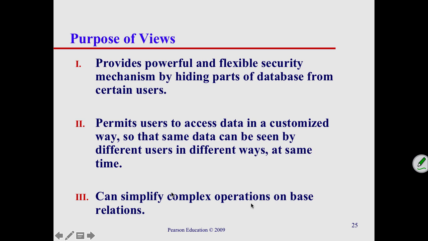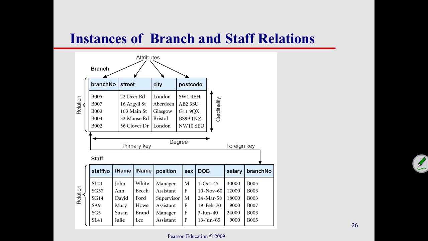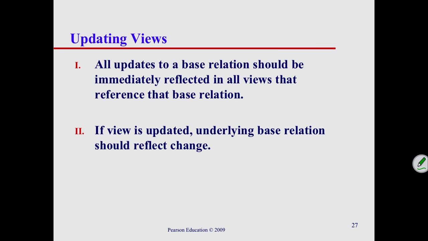Okay, it can simplify complex operations on base relations. When we get to it, you'll see it basically just like sometimes in a complex computation, you create an intermediate result and save it in a variable. Maybe you calculate the numerator and denominator and put them in two different variables. Sometimes you use a view essentially as an intermediate variable to simplify operations. Okay, and that was just to give you an example.